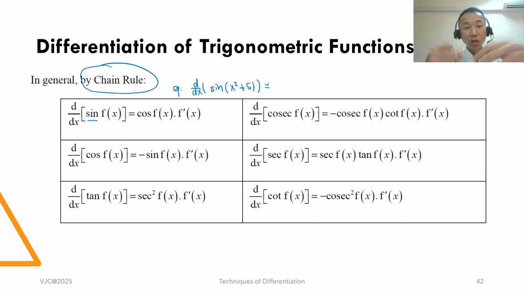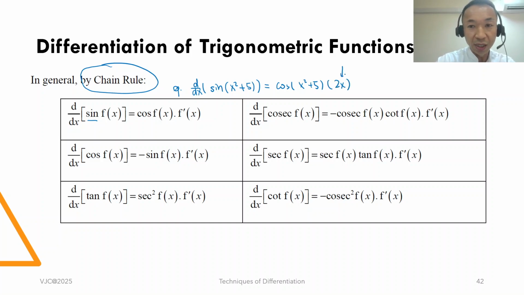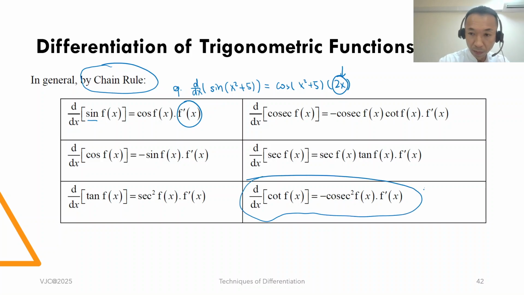So you use chain rule. You differentiate one time, you get cosine of x squared plus 5, and then, as in secondary school, you differentiate the inside, you get 2x. Basically, this one is your f prime x. Differentiate one time. I want to emphasize that this is the one that is new to you.